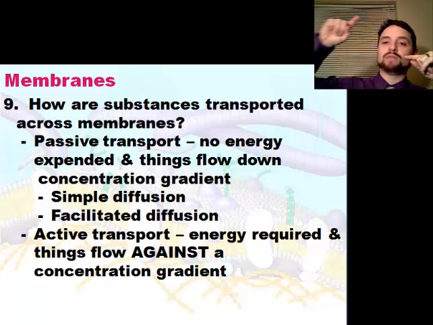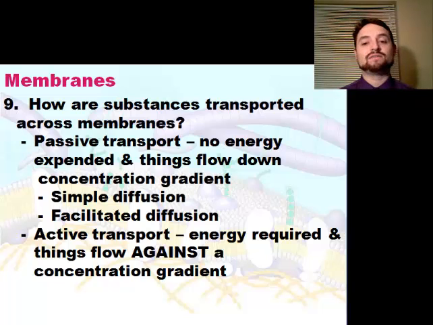If you're trying to go up the hill, though, if you're down here and you're trying to go up here, that's not as easy anymore. That requires energy. So that is called active transport. Energy is required to flow against the concentration gradient. You're going from an area that's not a high concentration towards an area of higher concentration. You have to put in some energy to make that go.